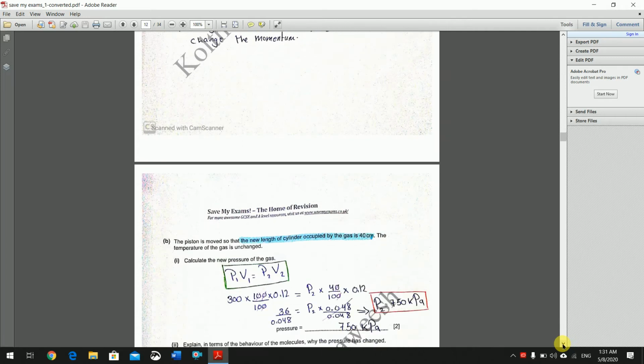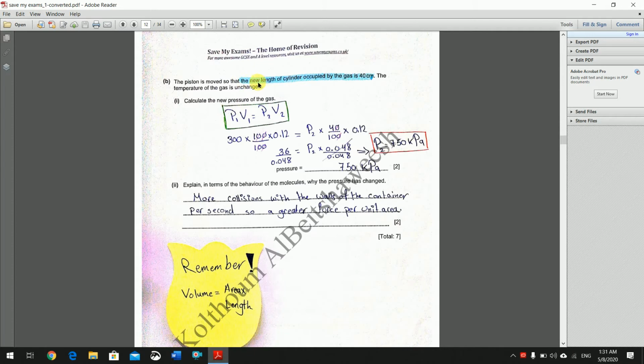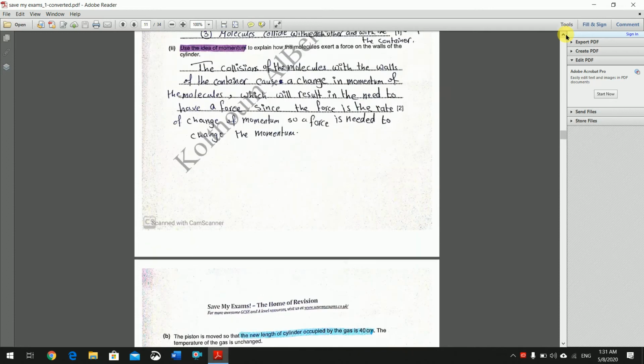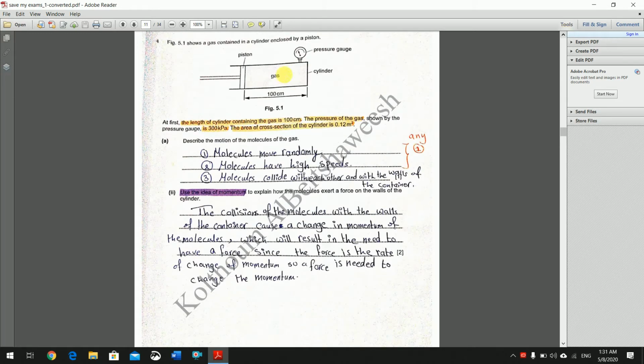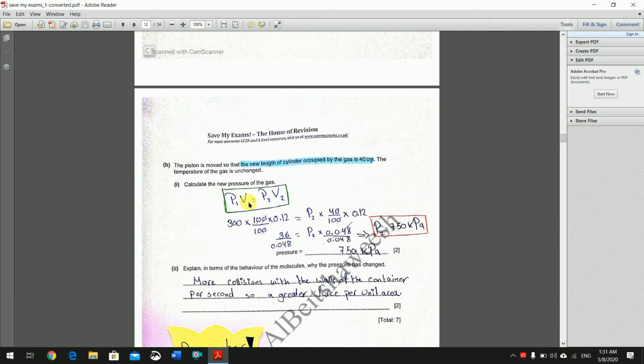Okay. Now, the piston is moved so that the new length of cylinder occupied by the gas is 40 centimeters. So at first it was 100, right? And now it became 40. So we pushed it to the right, we made the volume decrease. The temperature of the gas is unchanged. Now calculate the new pressure.